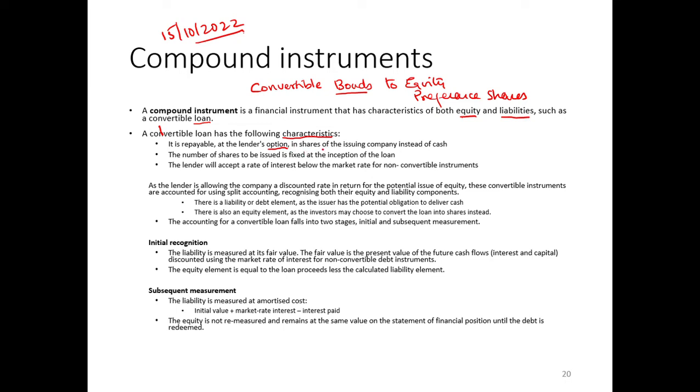In shares of the issuing company, we can convert it into equity shares or preference shares. The number of shares to be issued is fixed. They will say, for one bond we are issuing 10 equity shares, or for one bond we are issuing 5 equity shares. Likewise, the lender will accept a rate of interest below the market rate for non-convertible.